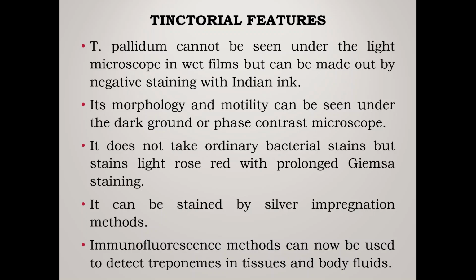by negative staining with Indian ink. Its morphology and motility can be seen under dark ground or phase contrast microscope. It does not take ordinary bacterial stains, but stains light rose red with prolonged Giemsa staining. It can be stained by the silver impregnation method, and the immunofluorescence method can now be used to detect treponemes in tissue and body fluids.